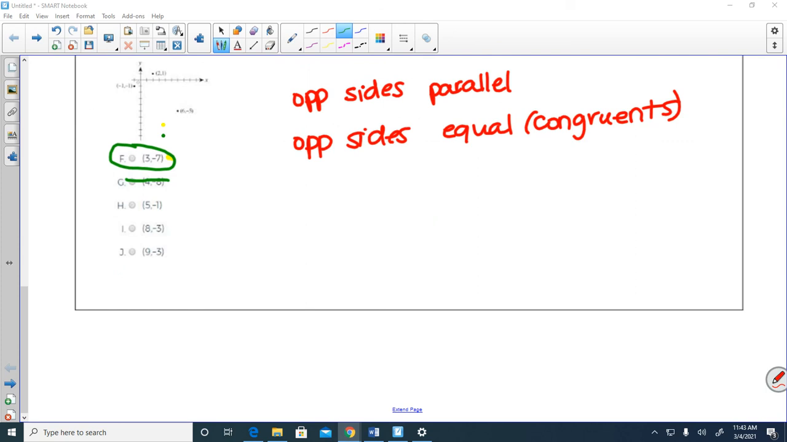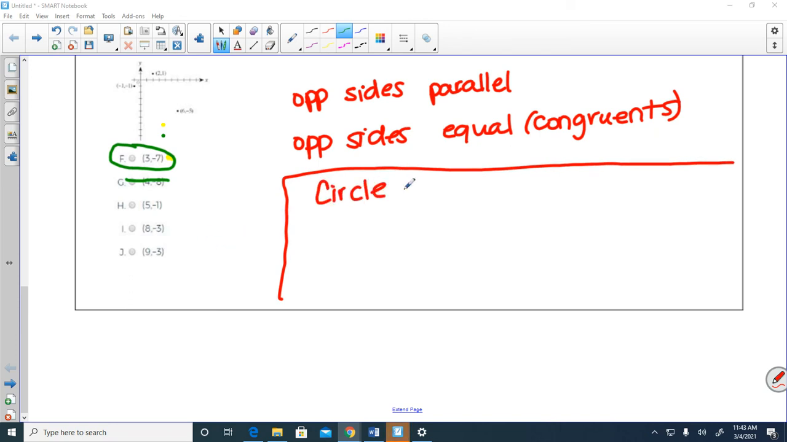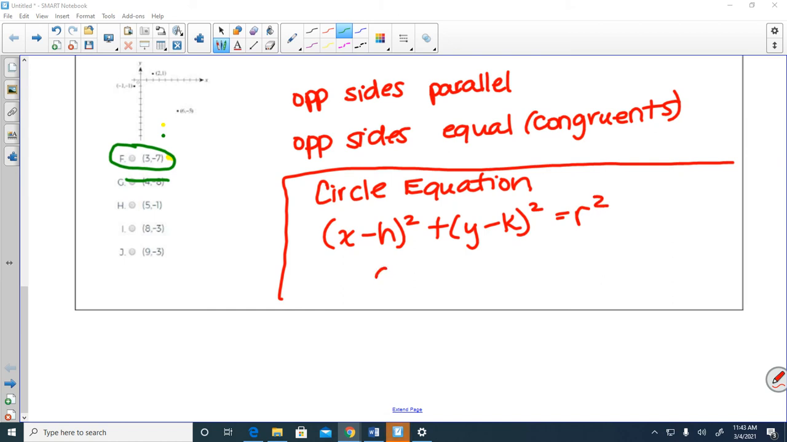Then the last thing that you don't want to forget about coordinate geometry, I'll just add this at the bottom. We just covered this, but just a reminder, that circle equation, that's pretty popular. So just remember that the circle equation in the coordinate plane is x minus h squared plus y minus k squared equals r squared, where the center is h, k and the radius is r.